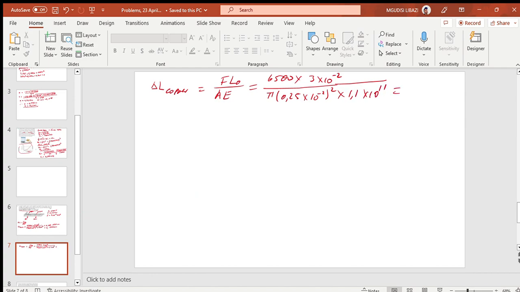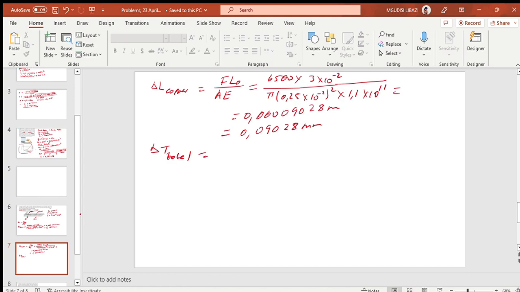So that's going to be 6,500 times 3 times 10 to the minus 2, divided by pi times 0.25 times 10 to the minus 2, squared, multiplied by 1.1 times 10 raised to 11. So there I get a change in length of 0.0009028 meters, which, if I multiply that by 1000, is 0.09028 mm.